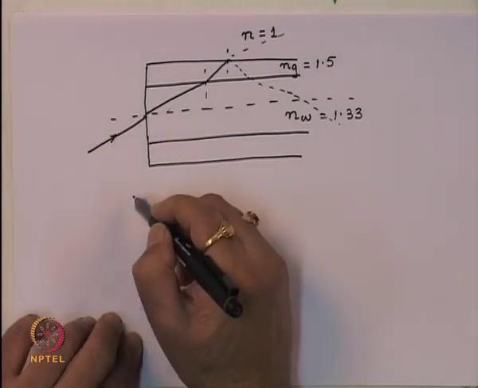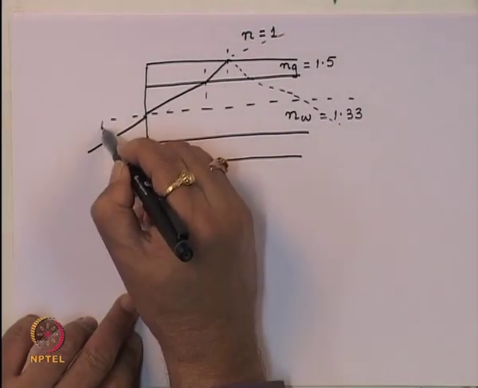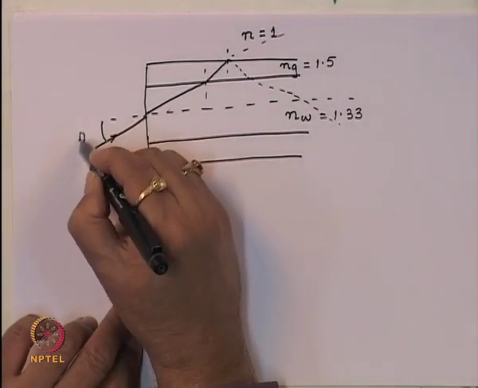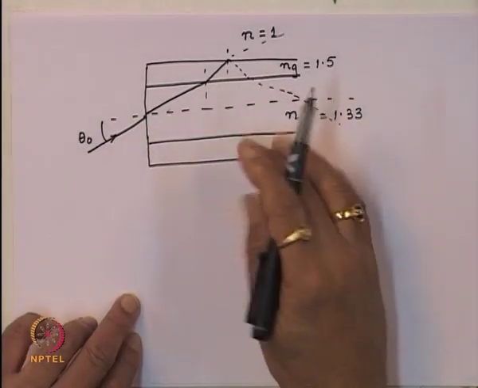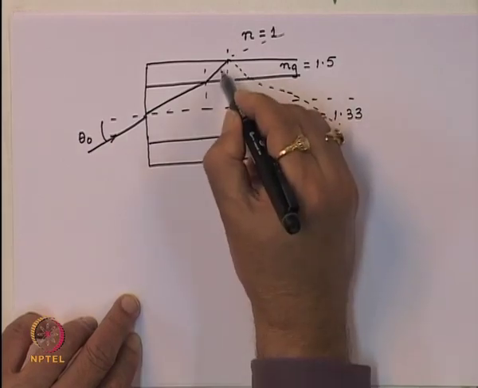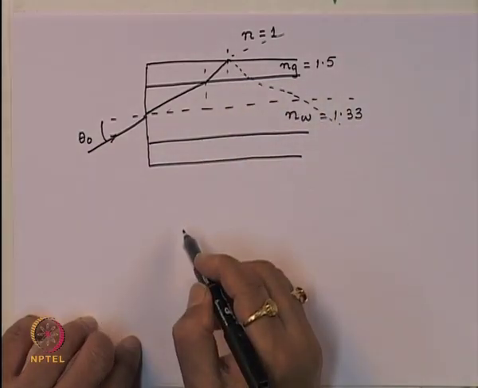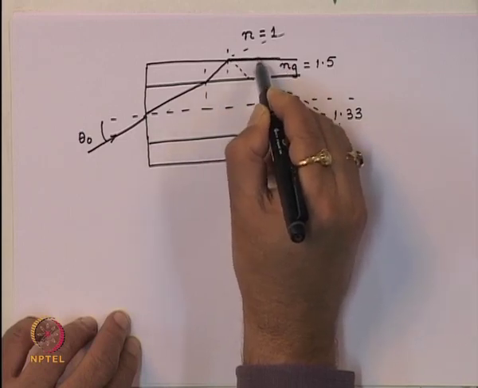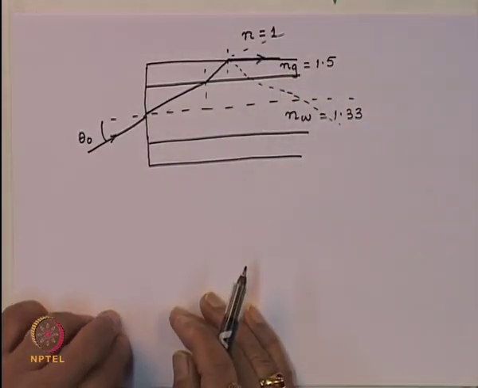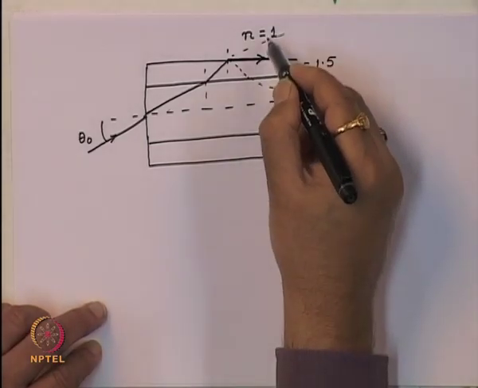So, now one can ask a question, what is this maximum angle possible, this theta 0, for which the light will be guided inside the structure? That means, this angle becomes equal to the critical angle, or in that situation this ray actually will travel along the interface between the glass and the air.